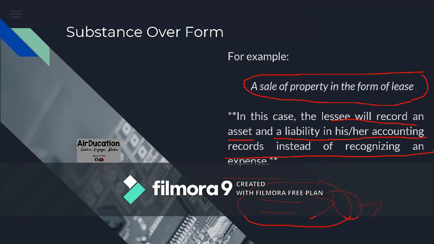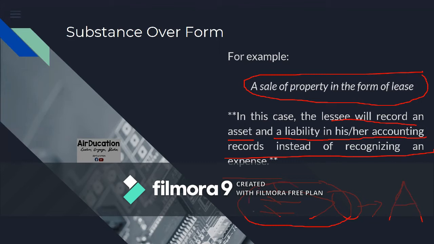So therefore, instead of recording a monthly expense that might affect your financial condition or your business, record an asset, since the property in its real nature will be yours in the future.